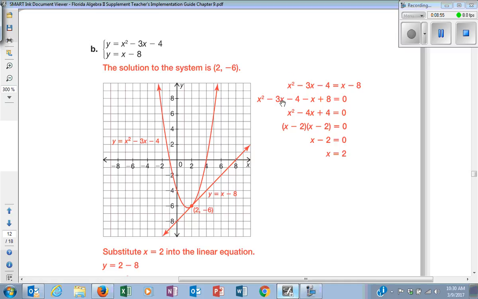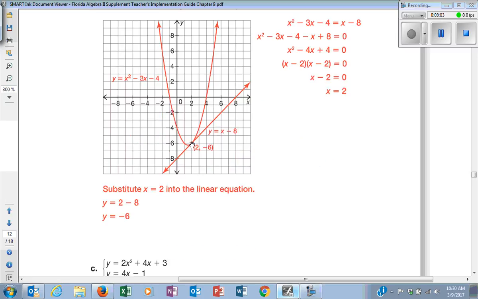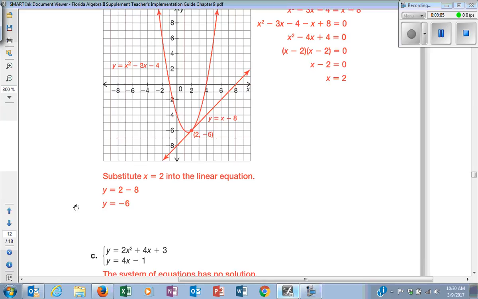You're going to combine like terms. You're then going to factor. And when you factor, you get the same. It's a perfect square, so you get this answer. And that's why it happens twice. It's because it only intersects it one time. And then remember, you substitute this into the other equation.